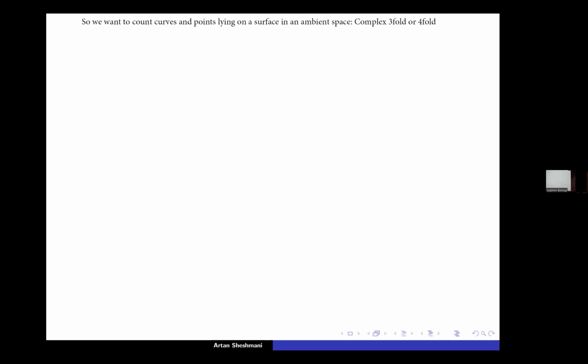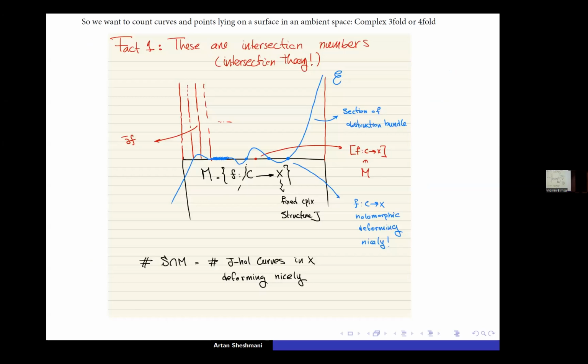Okay, so we want to count curves and points lying on a surface in an ambient space. Could be a complex 3-fold, could be a complex 4-fold. Fact 1. These numbers, as I said, algebraic geometry says are intersection numbers. You might have colleagues in your departments, algebraic geometers, who say, I do intersection theory, I count things using intersection. Intersection of what? Intersection as follows. Let's say this space is one of those subchambers. I have a subchamber of my moduli space, let's say parameterizing Riemann surfaces of genus 0. These are algebraic curves, and I want to count the ones which are holomorphic. So there is a map from the curve to the ambient space X, and I want this map to be holomorphic.